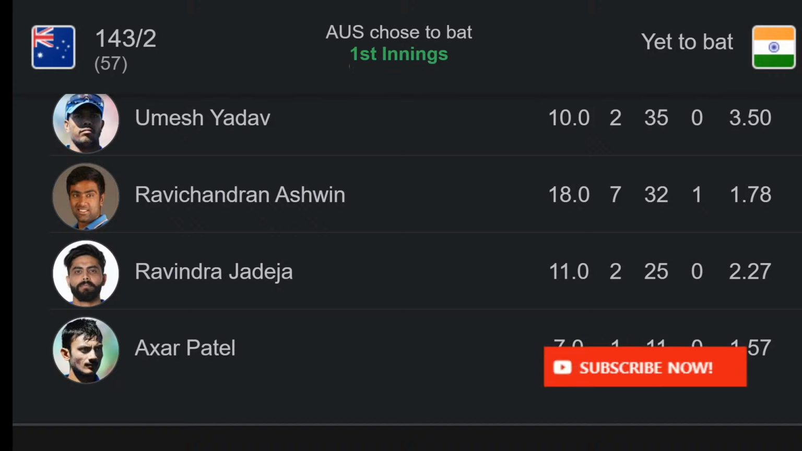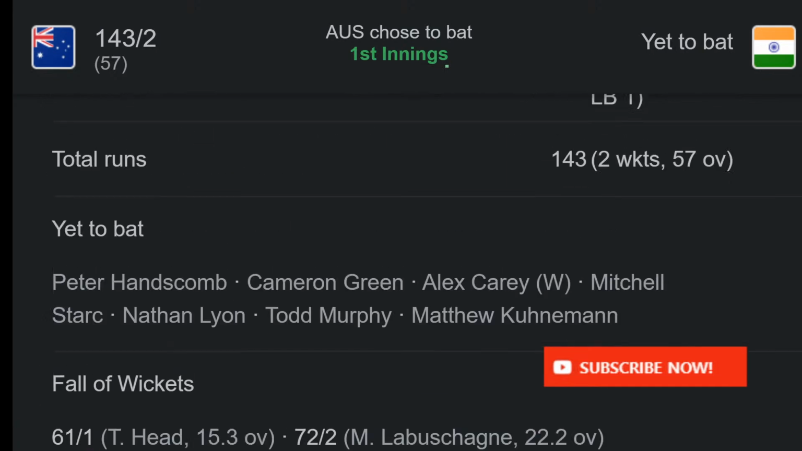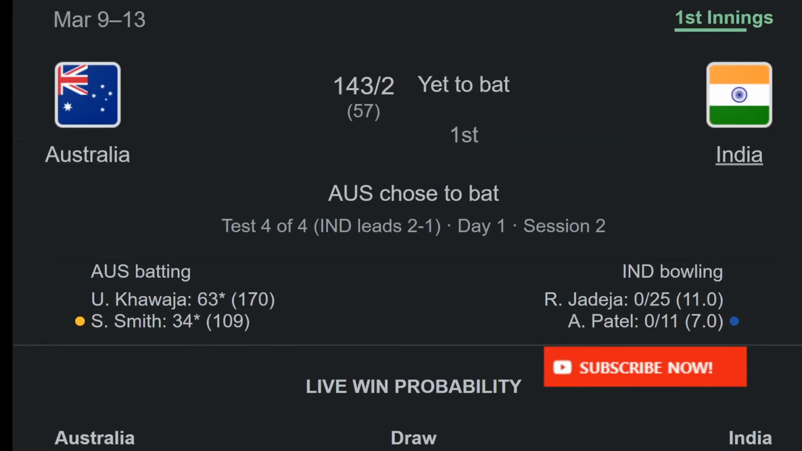Here comes Axar, who has already bowled 7 overs. Axar to Khaja. Khaja 63, not out. Axar Patel in his 8th over. 57.2 overs, 144 for the loss of 2 wickets. Khaja 63 and Smith 35.